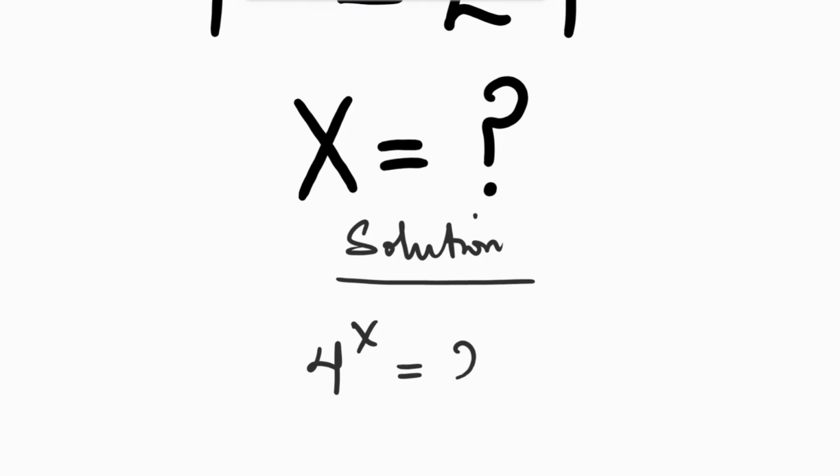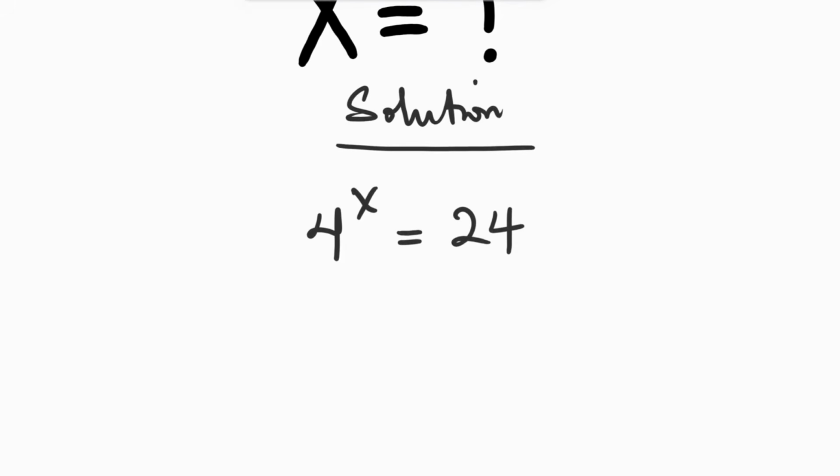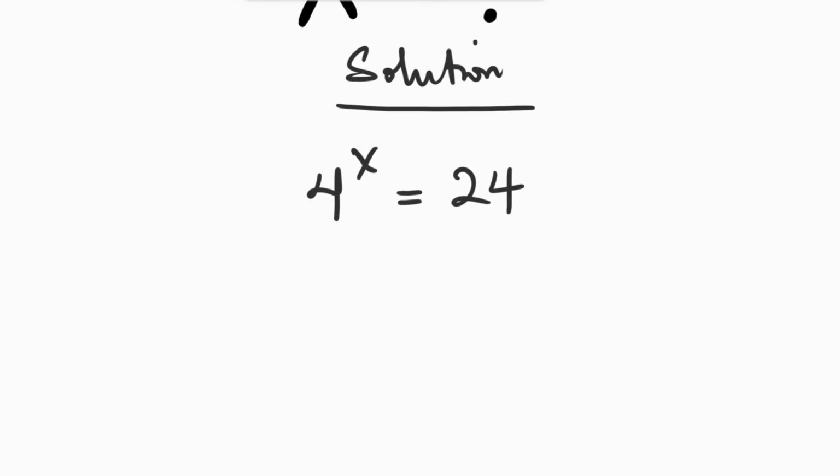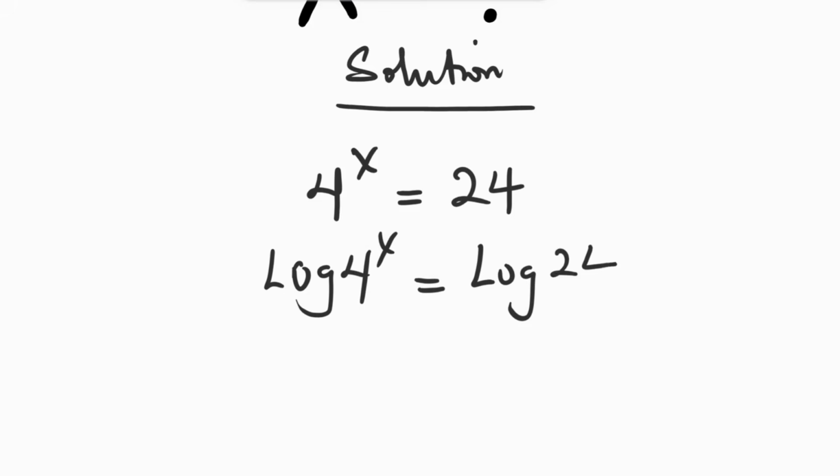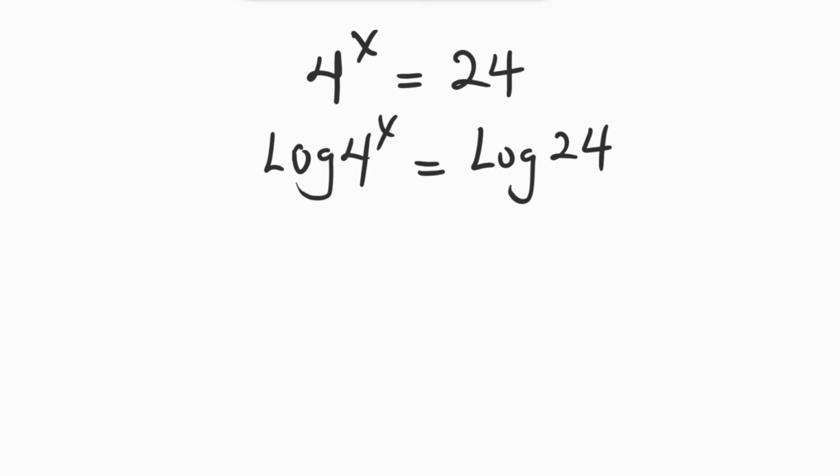4 raised to the power x equals 24. Right, so the first thing we're going to do here in order to solve for the value of x would be to apply logarithm to both sides of the equation. So we have log of 4 raised to the power x equals log of 24.